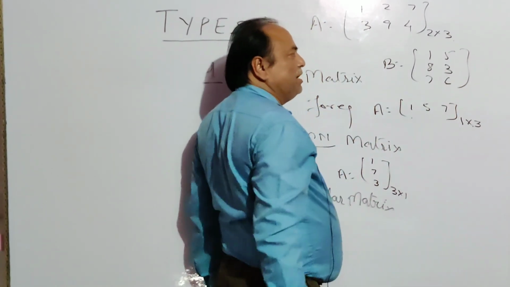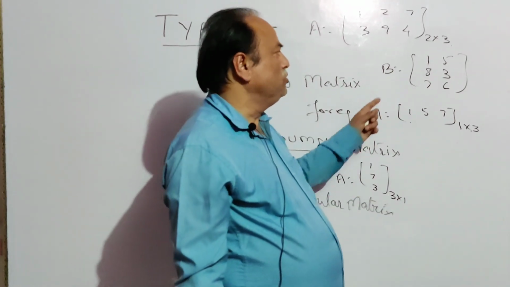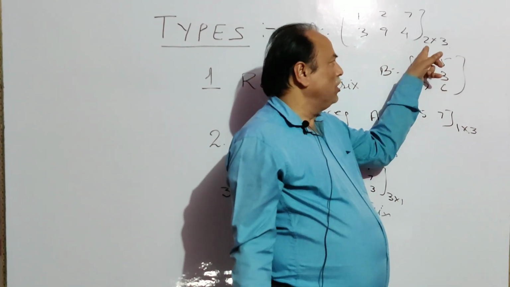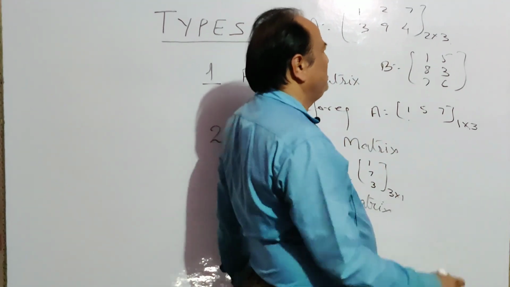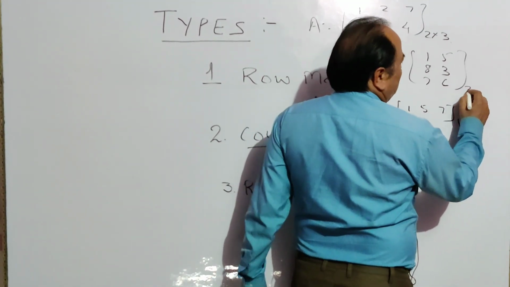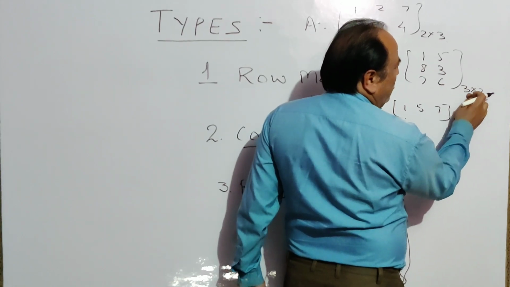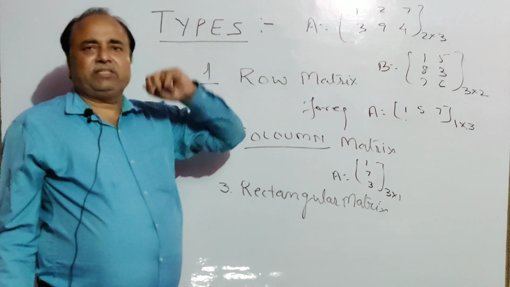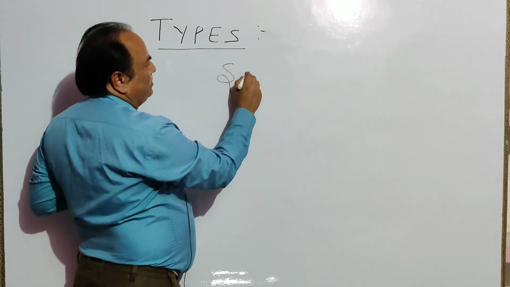It is also an example of rectangular matrix. Here, there are 3 rows, first row, second row, third row, and 2 columns, first column, second column. So its order is 3 into 2. Now see, rows and columns are not equal. So it is an example of rectangular matrix. Next, square matrix.